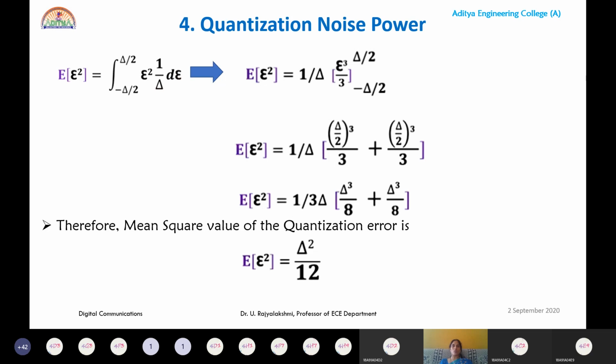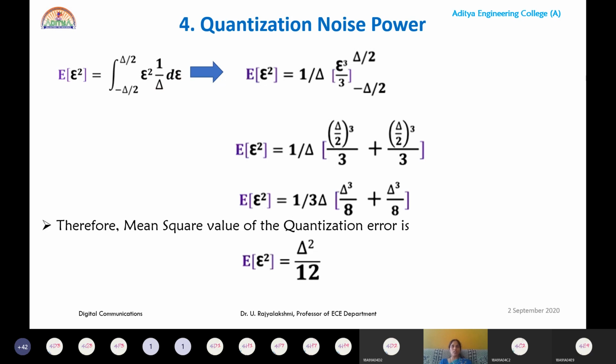Derive the expression for quantization noise power. Quantization noise power is generally defined as the ratio of the mean square value of the quantization error to the normalized resistance. So R equals 1 ohm. So expectation of error square is nothing but the quantization noise power. So how much? Quantization noise power equals expectation of error square equals delta square by 12. This is all for a PCM system only. For delta modulation, it is delta square by 3. We can derive it in the next modules.